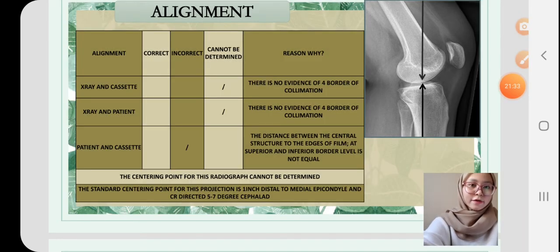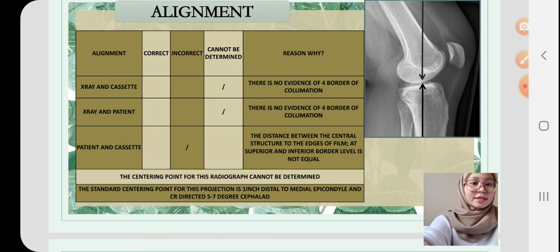Okay, next is the alignment. The alignment between X-ray and cassette cannot be determined because there is no border of collimation, and the alignment between X-ray and patient cannot be determined because there is no border of collimation. The alignment between patient and cassette is incorrect because the distance between the central structure and the edge of the film at the superior and inferior border level is not equal.